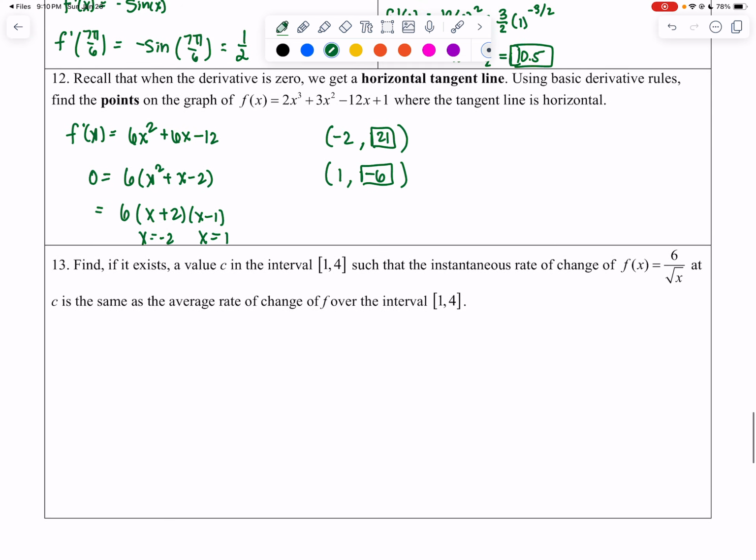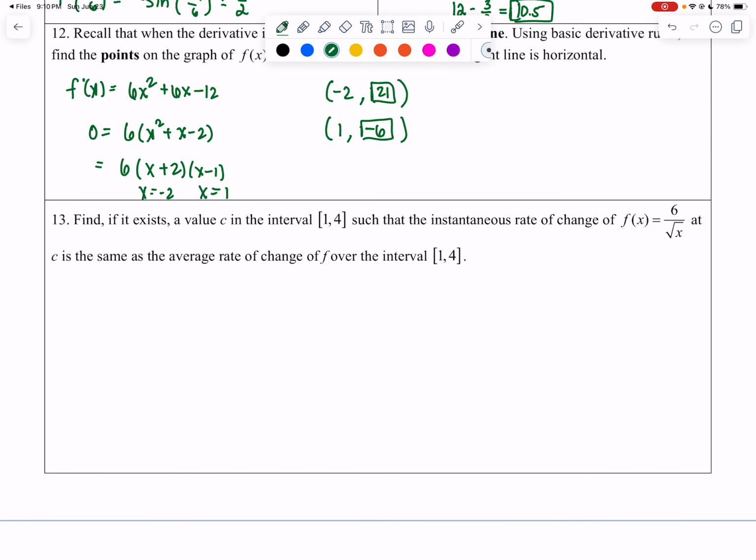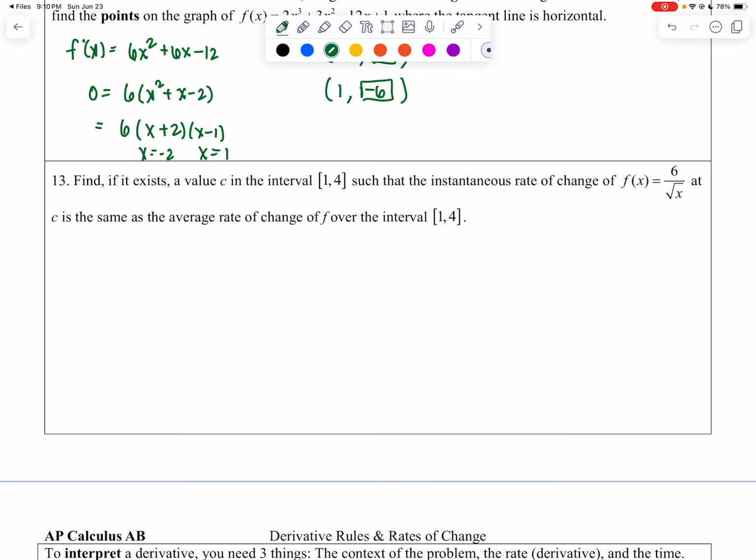All right, number 13. Number 13 is going to be a lot of fun because this is essentially a preview of what you'll be doing later on. Number 13 has a name, but I'm not going to tell you the name until we hit that topic. So for 13, it says find, if it exists, a value c in the interval 1 to 4 such that the instantaneous rate of change of f of x equal to 6 over the square root of x at c is the same as the average rate of change of f over the interval 1 to 4.